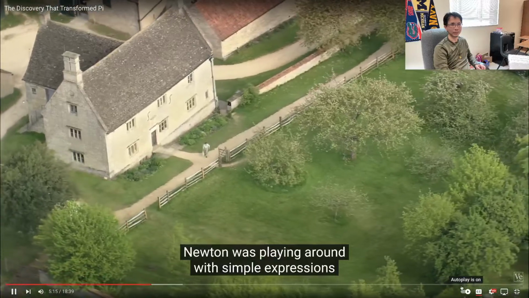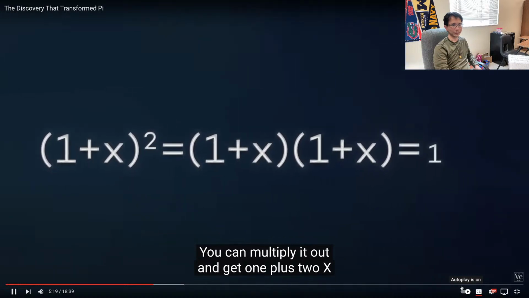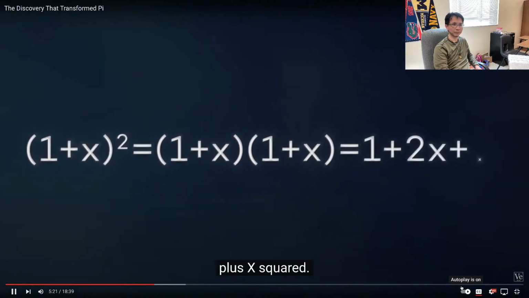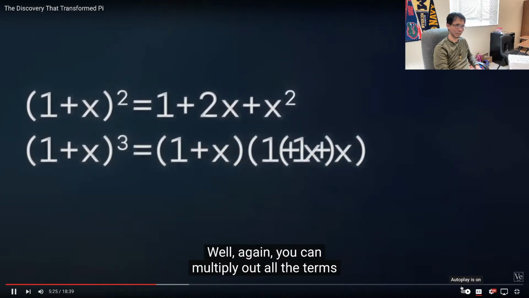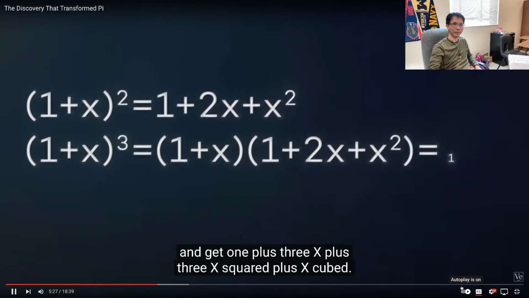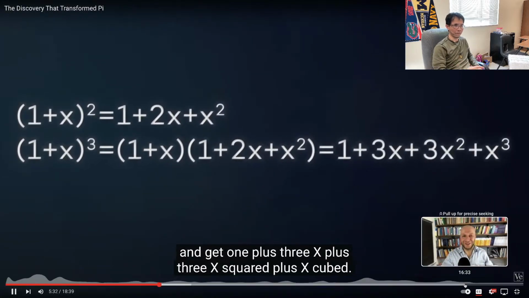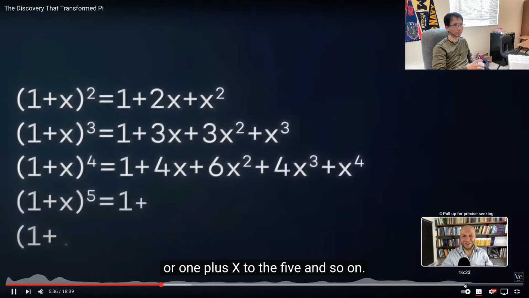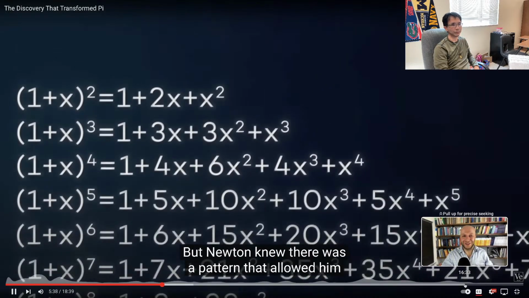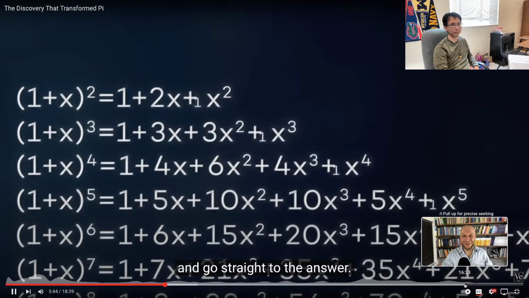Newton was playing around with simple expressions like 1 plus x all squared. You can multiply it out and get 1 plus 2x plus x squared. Or what about 1 plus x all cubed? Well, again, you can multiply out all the terms and get 1 plus 3x plus 3x squared plus x cubed. And you could do the same for 1 plus x to the 4 or 1 plus x to the 5 and so on. But Newton knew there was a pattern that allowed him to skip all the tedious arithmetic and go straight to the answer.